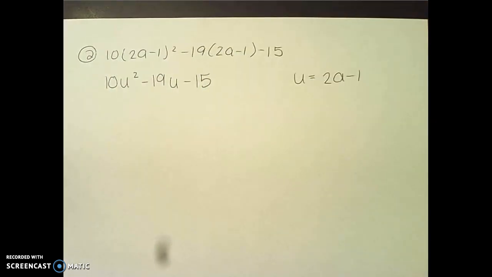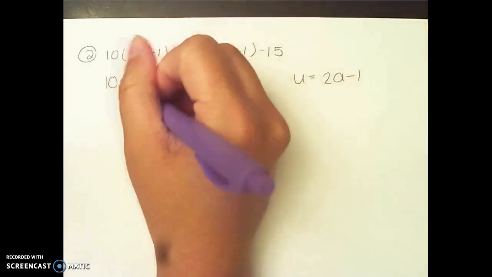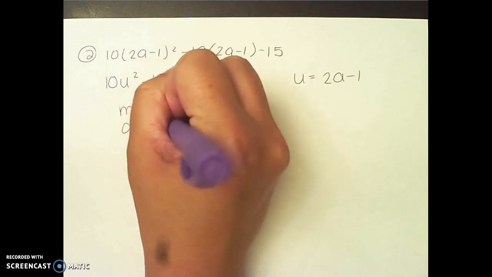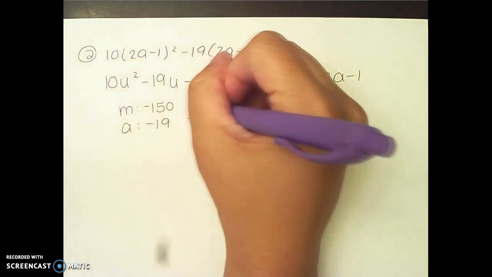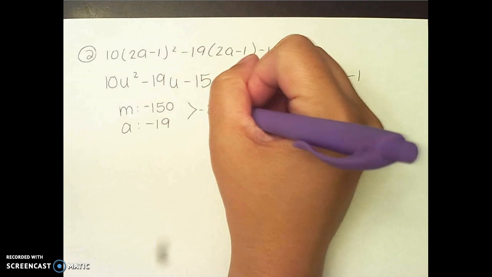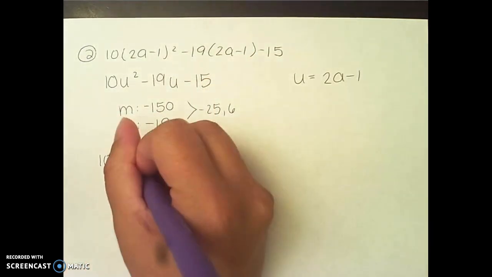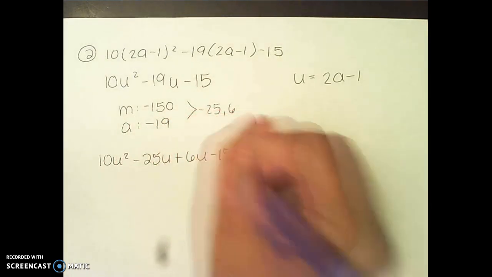And again, I have a trinomial. I'm going to create 4 terms and factor by grouping. So I need to multiply to get 10 times negative 15, which is negative 150, and I need to add to get negative 19. So I could use a factor tree to help me figure this out, but I see that I can use negative 25 and 6. So we'll have our 10u squared minus 25u plus 6u minus 15.